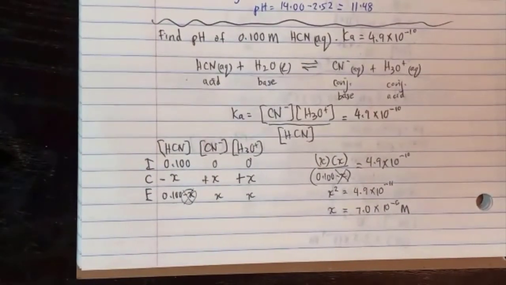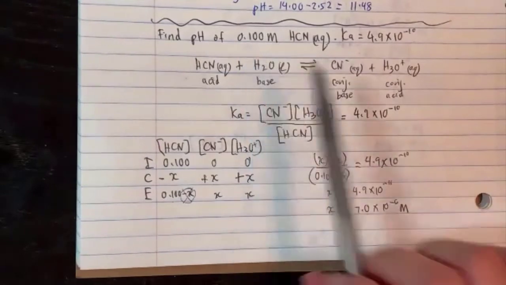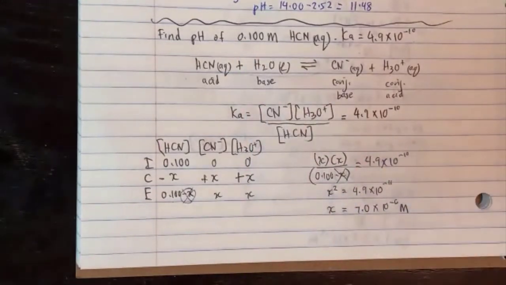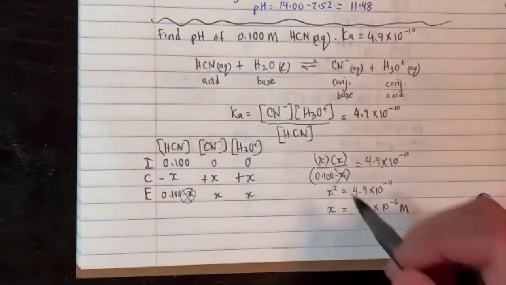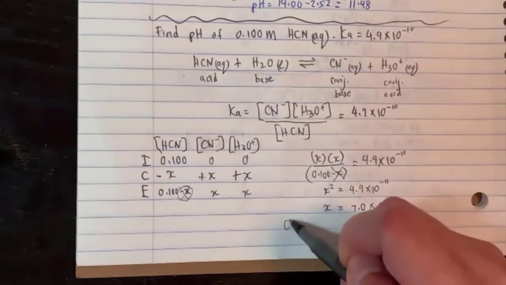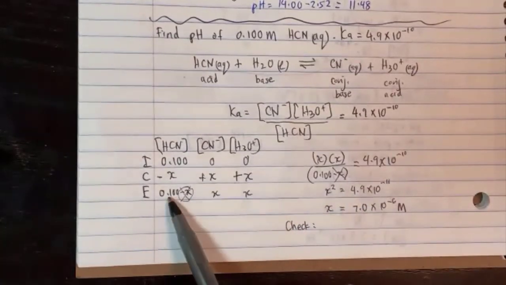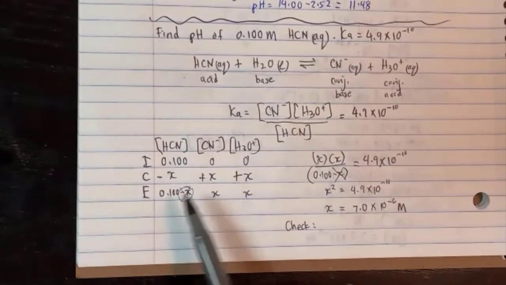Sometimes they'll put a statement in the question that says, assume K is really small compared to initial concentrations. If that's the case, then they say, go ahead and use the shortcut. You don't have to check. But since it didn't say that here, and we want you guys to practice, the check step, remember, is to make sure that X compared to the initial number is less than 5%.